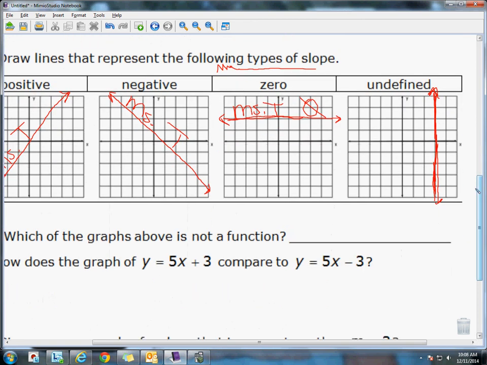Kind of hard to write your name on that line. So it says, which of the graphs above is not a function? That would be undefined, and the reason why is because it would fail the pencil test. And we're going to write that out in parentheses.